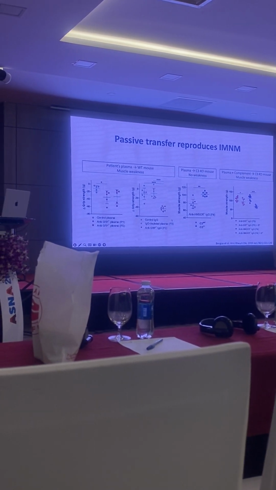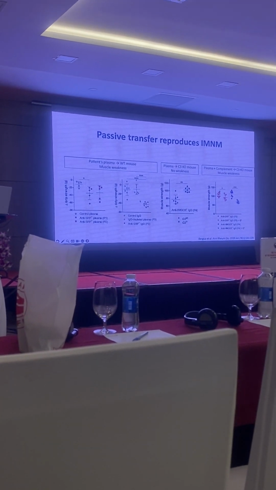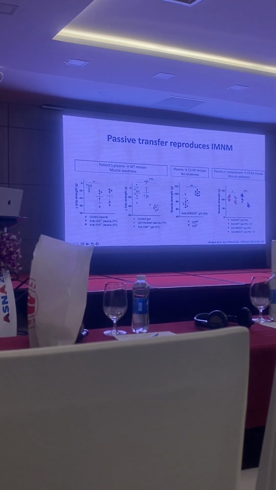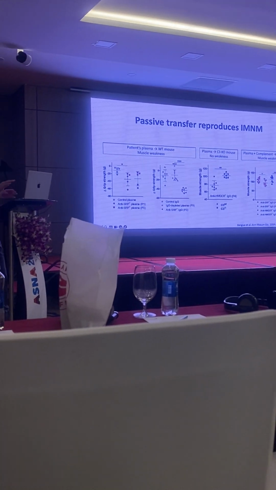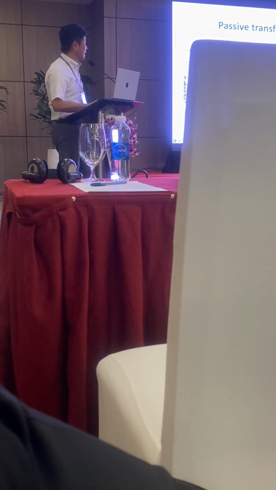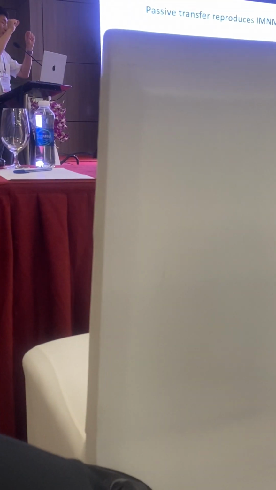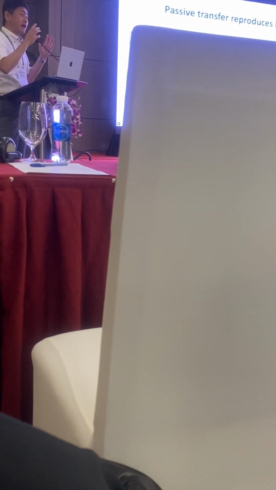And this one, they also injected the patient's plasma, but after depleting the IgG fraction, and then there is no muscle weakness. So this suggests that the IgG component of the patient's plasma is the cause of muscle weakness. And this is more interesting because now you know that the membrane attack complex C5b9 is deposited onto the muscle fiber membrane, and many people believe this is the cause. So in that case, probably the complement activation pathway is very important.